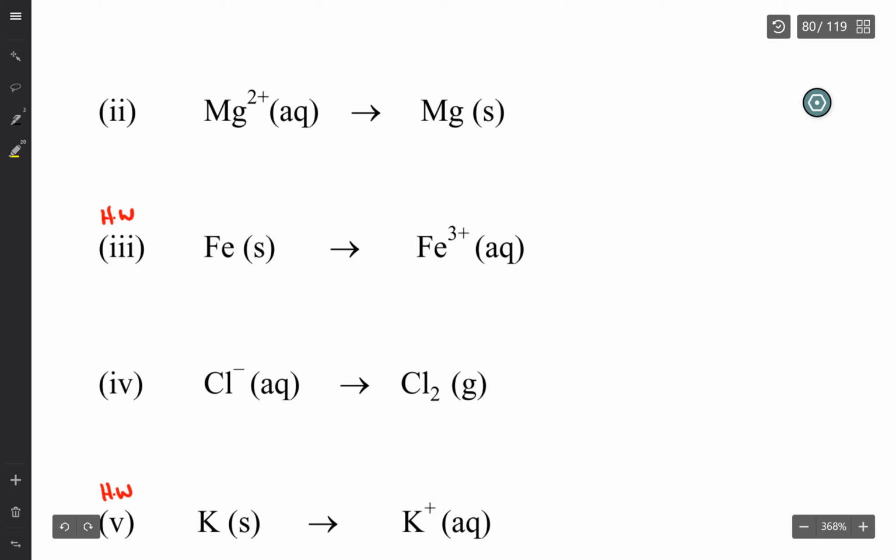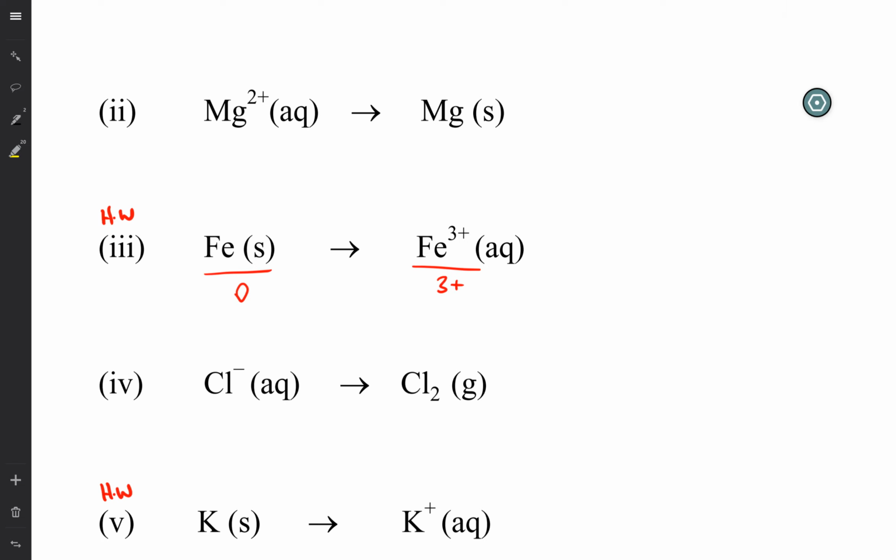So let's start from the first one. Fe gives us Fe3+. You know that when we want to balance the half equation, first we have to balance the mass. But here we have one iron at the left side and one iron at the right side. So the mass is balanced. We have to go for balancing the charge. At the left side, you don't have any charge. It's neutral, but at the right side, the charge is 3+.